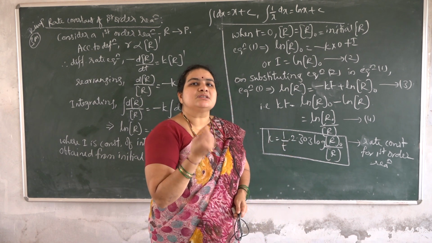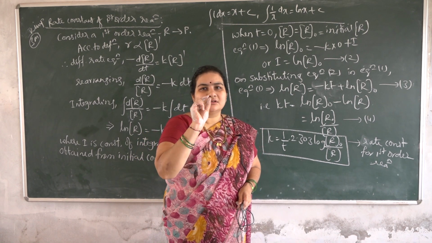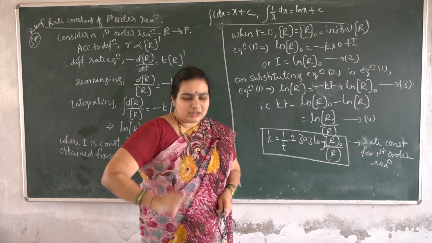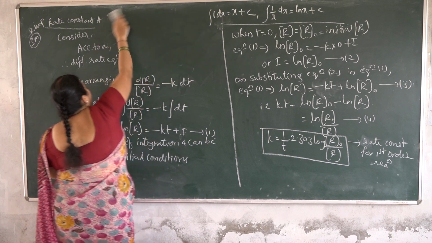The next step is to draw the graph of concentration of R versus time. Here 2 graphs are possible. So now the next part, nature of graph.